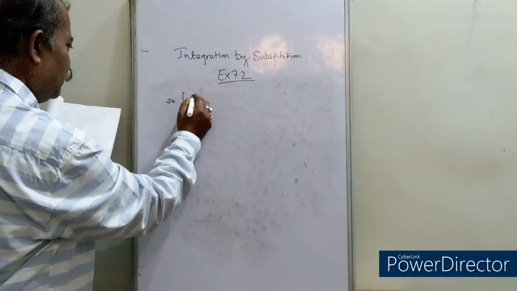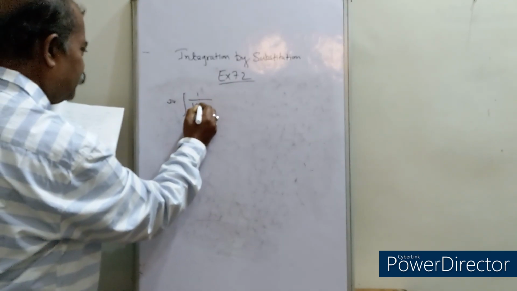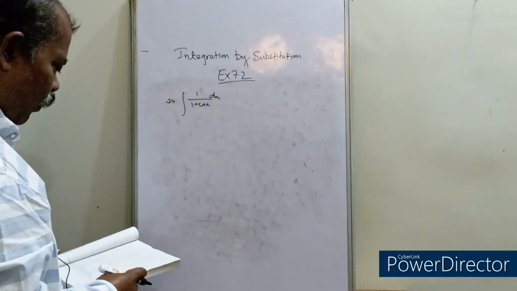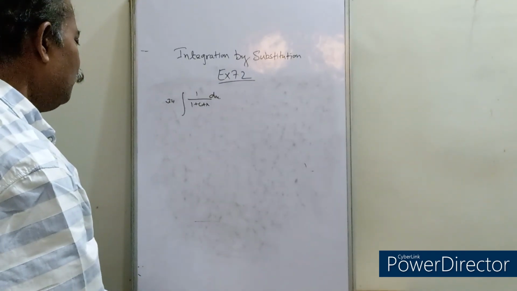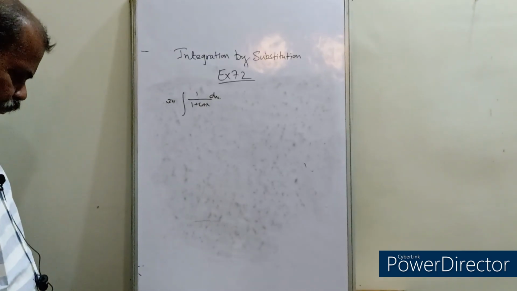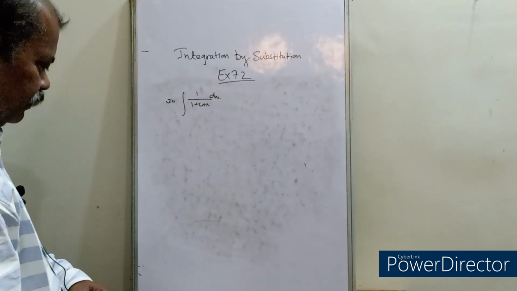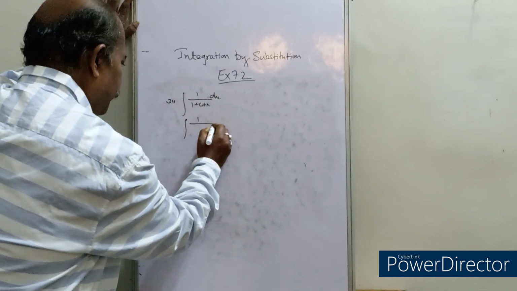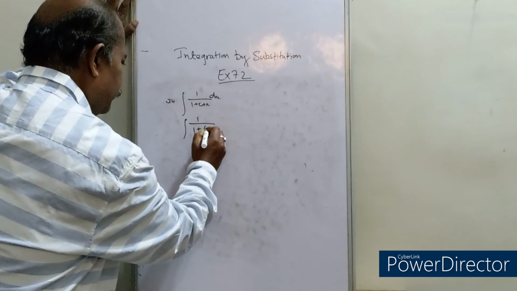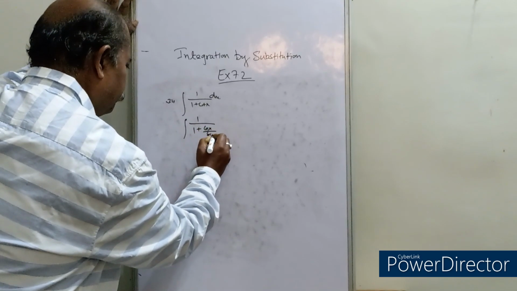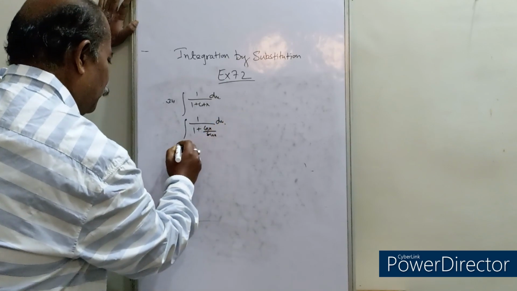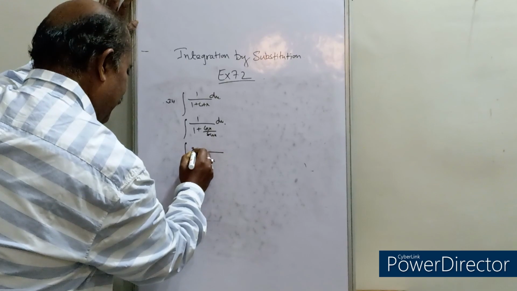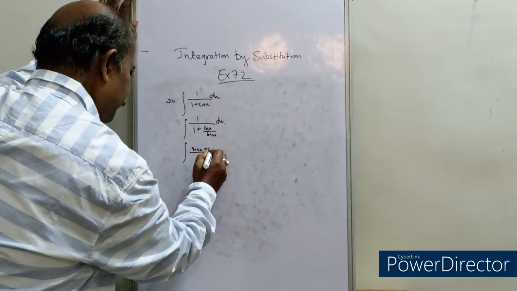That is integration of 1 by 1 plus cot x dx. This is question 32. So how are you going to solve this? 1 by 1 plus cot x. To solve it, let us take 1 by 1 plus, what is cot x? That is cos x by sin x dx. So the LCM will be sin x, and sin x plus cos x.